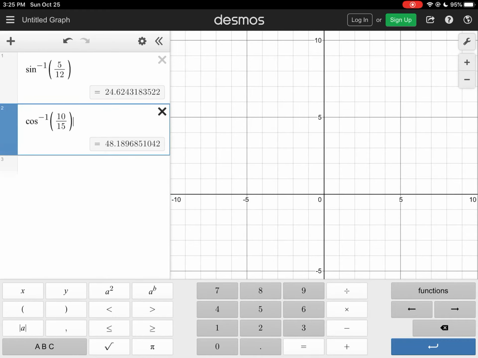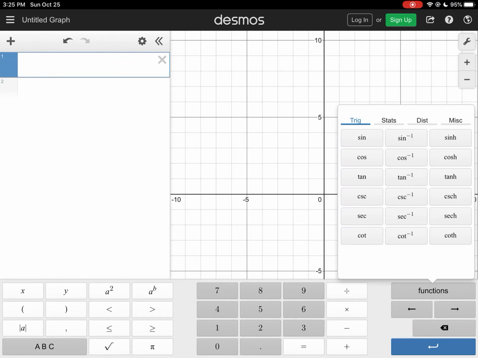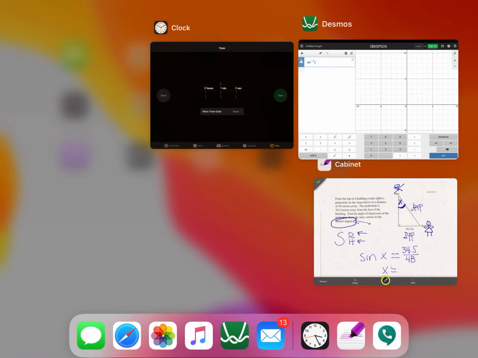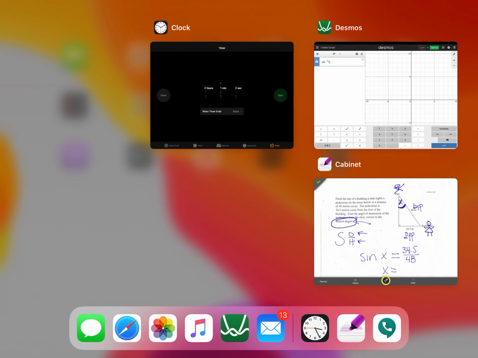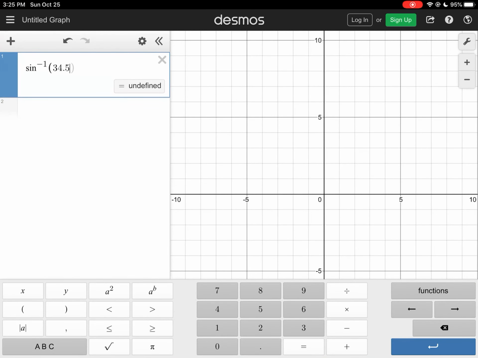I'm just going to close all these out so I'm not distracted. All right, so we're looking for the angle. We figured out the trig ratio is sine, so we went inverse sine. We used the middle column, sine to the -1. Now we're going to type in our fraction, 34.5 divided by 48. My angle comes out to be 45.95.